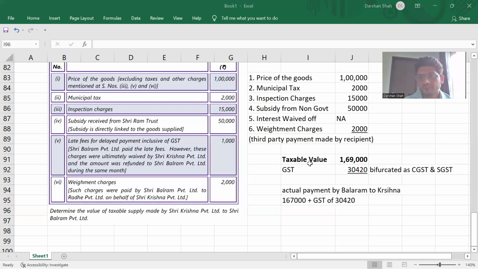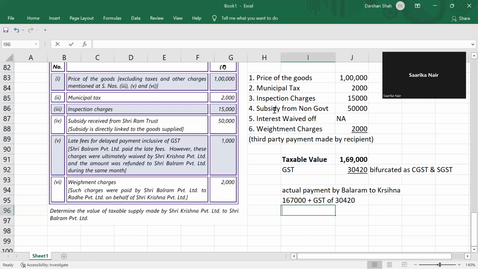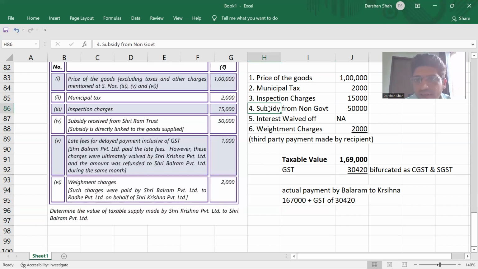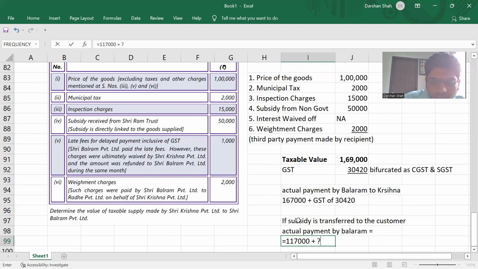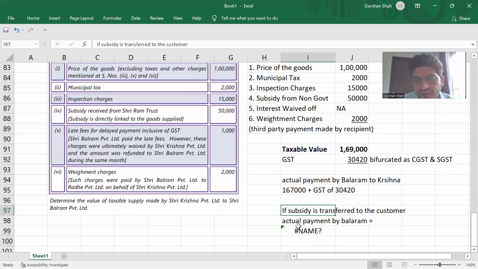Yes or no? Yes, sir. Okay. And if this subsidy is also given, if Krishna is transferring this subsidy to Balram, then Balram will pay... so if the subsidy is transferred further to the customer, the actual payment by Balram will be even lower. Will be what? Will be 1,67,000 minus, what was the subsidy? 50, na? So 1,17,000 plus GST.